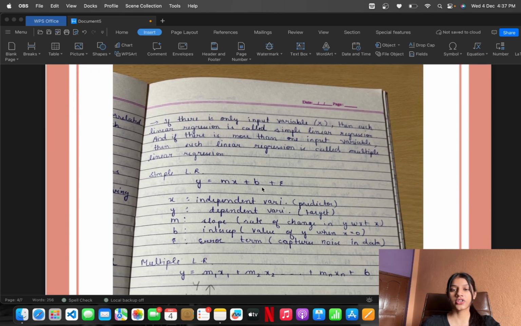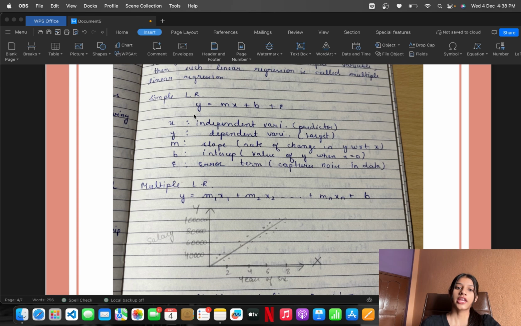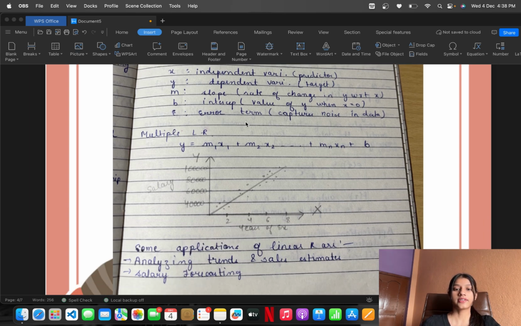Now linear regression is of two types, simple and multiple. If there is only one input variable, then such linear regression is called simple linear regression. And if there is more than one input variable, then such linear regression is called multiple linear regression. The equation for simple linear regression is y = mx + b + e. x is the independent variable, the predictor; y is the dependent variable, the target; m is the slope, the rate of change in y with respect to x; b is the intercept, that is the value of y when x is equal to 0; and e is the error term.